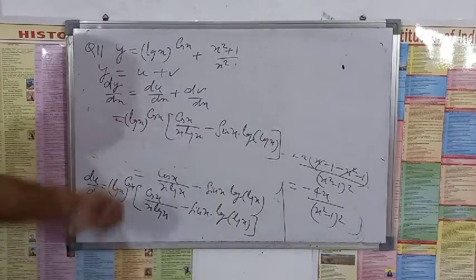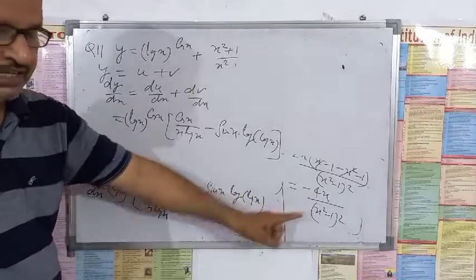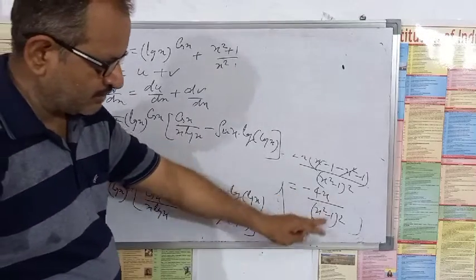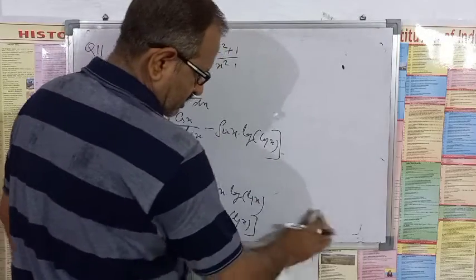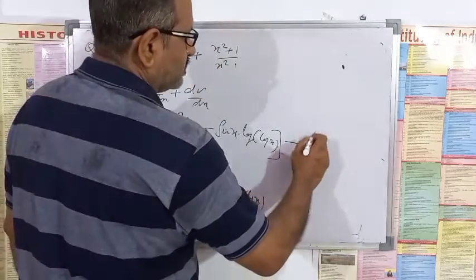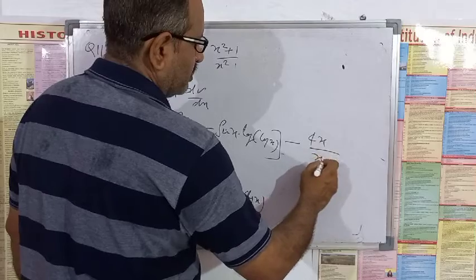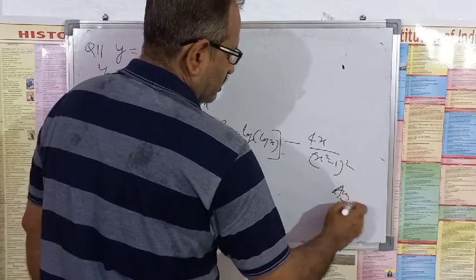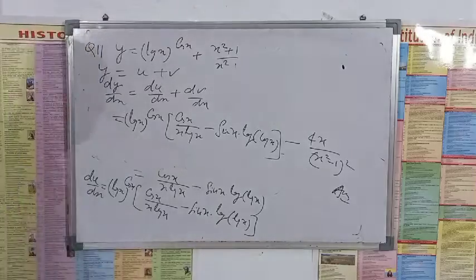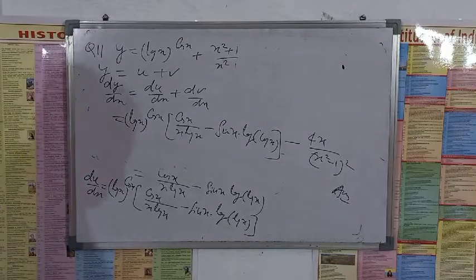This is du by dx. Now write dv by dx. So dv by dx is minus 4x upon (x square minus 1) whole square. This one is the answer. So it was question number 11.